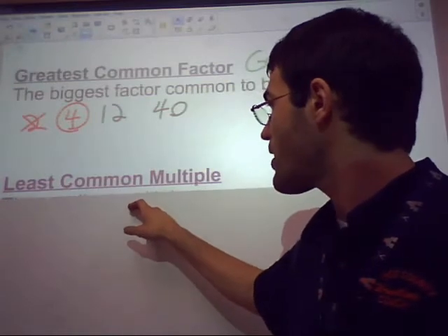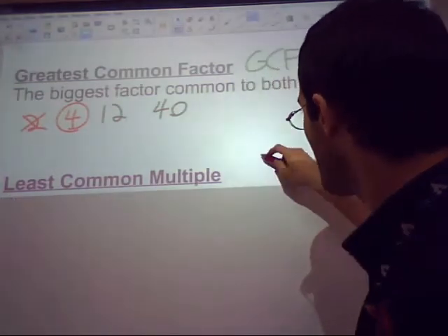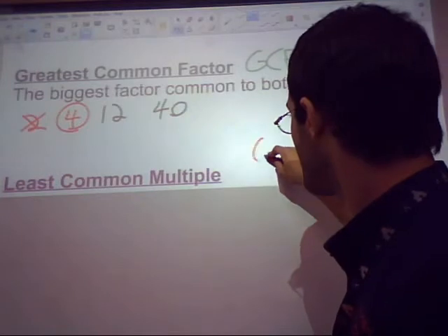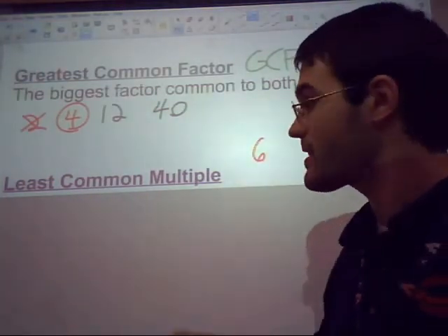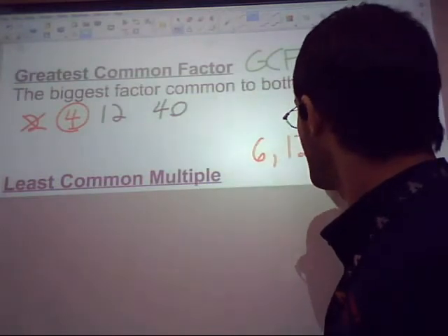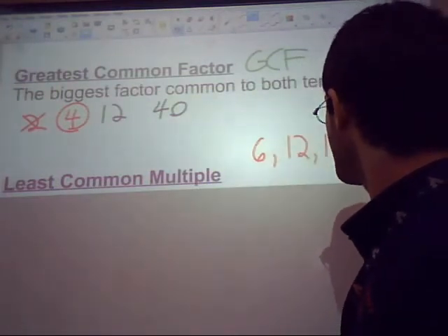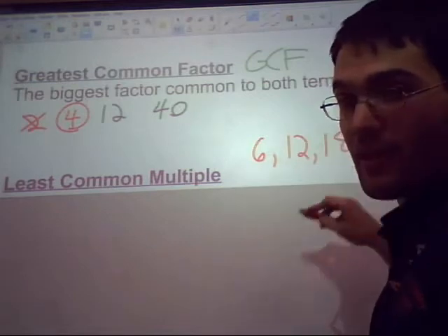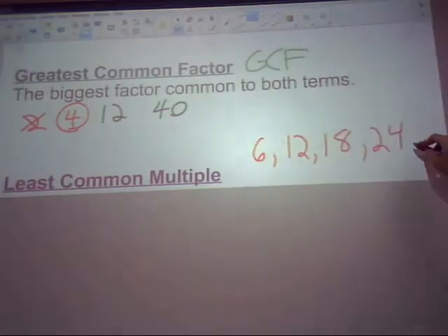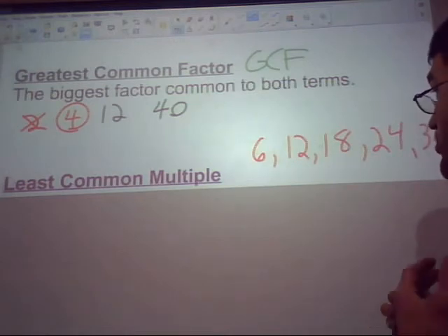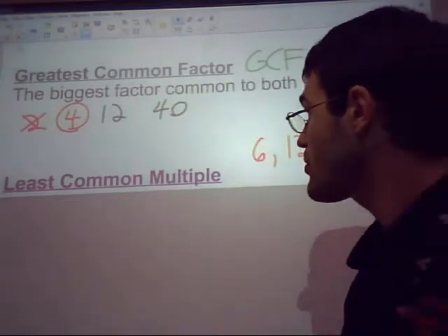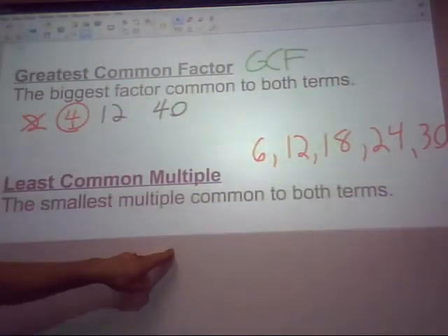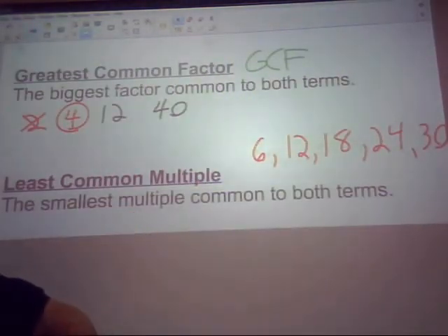In other words, if I were to ask you the multiples of 6, well, 6 times 1 is 6, 6 times 2 is 12, 6 times 3 is 18, 6 times 4 is 24, 6 times 5 is 30. These are the multiples of 6. These are the products that are produced after multiplying by 6. So the least common multiple is the smallest multiple common to both terms.